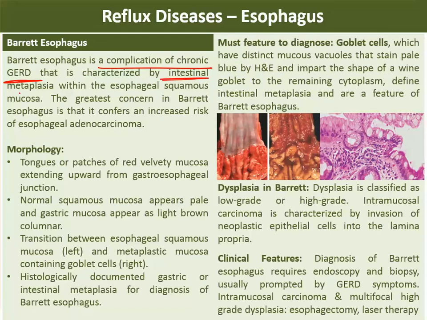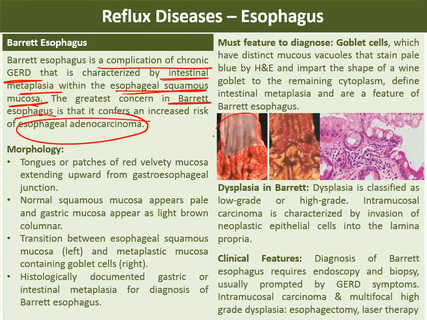It will have an intestinal metaplasia within the squamous mucosa. Why is it very important? If the person has Barrett esophagus, he has an increased risk of getting adenocarcinoma.